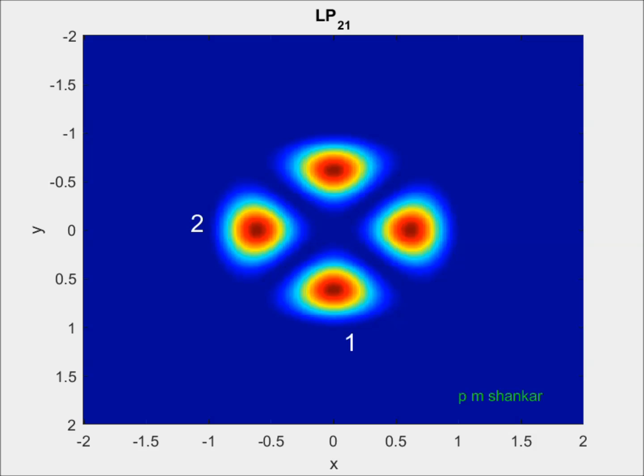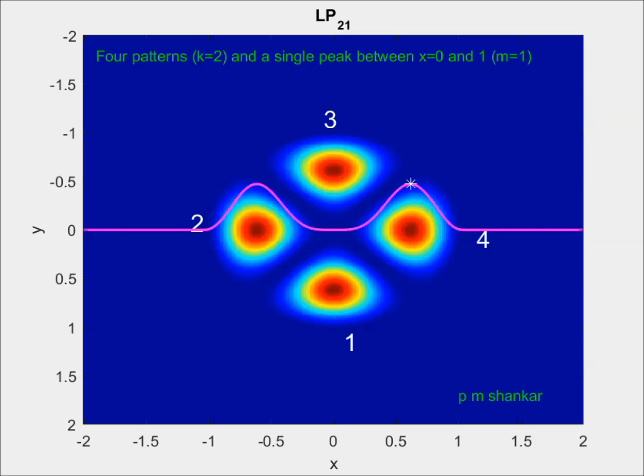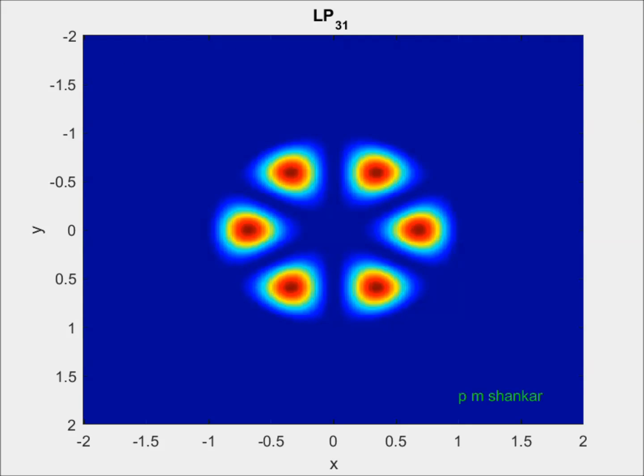LP21 mode. Four patterns within the core and one peak along the core radius. LP31 mode. Six patterns within the core and one peak along the core radius.